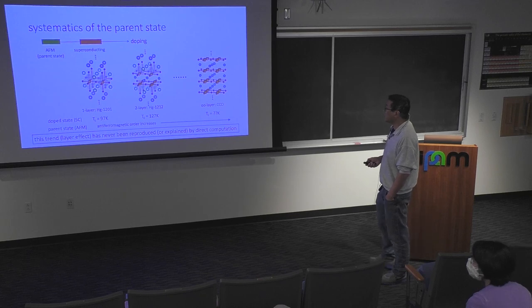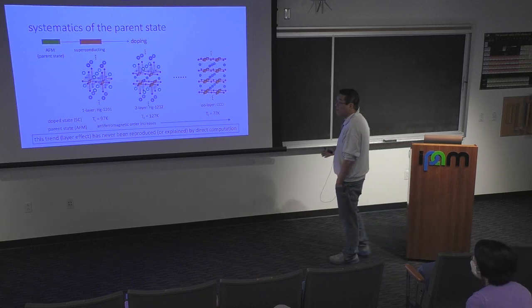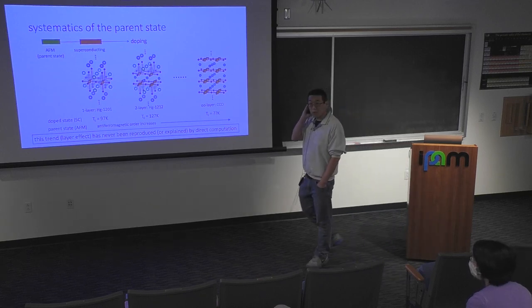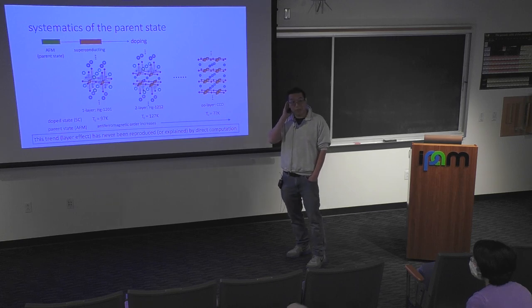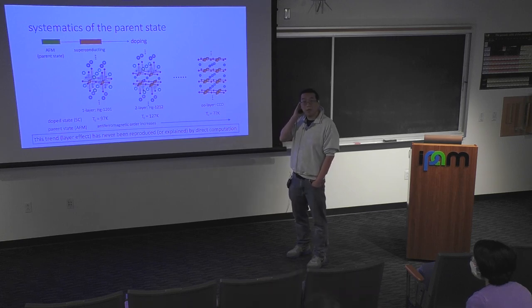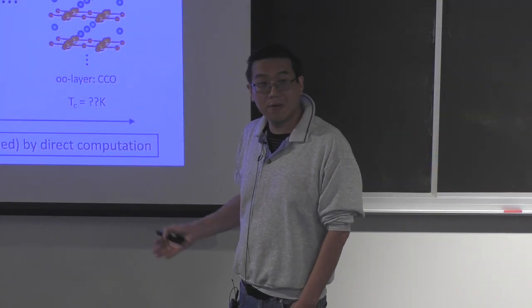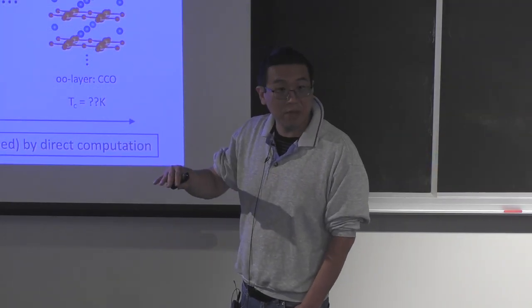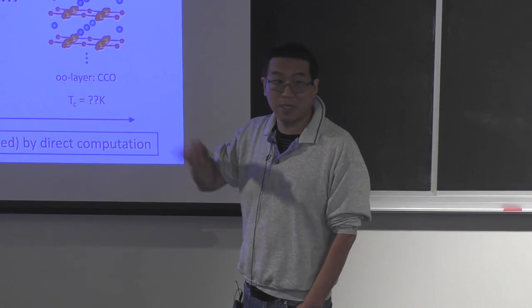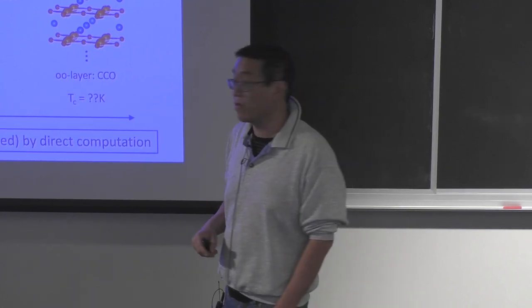I will say that although this layer effect has been around for a very long time, it's never been reproduced by direct computation, and we don't microscopically know where it comes from. So, if you do a density functional calculation, you do not get this trend. Either they're the same, or they go down. Sometimes they go up a little bit, depending on the functional, but not on the scale that they go up in experiments, and so on and so forth.